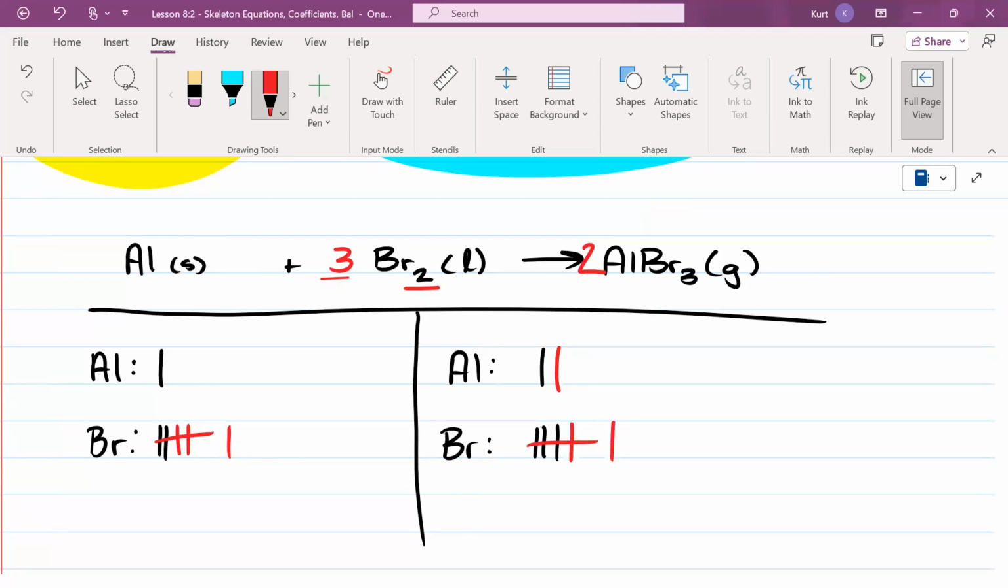Olive, are the bromines balanced? No. We have 6 here, and we have 6 there. Yeah, they are. Are the aluminums balanced? No. Do you have any suggestion on what we should do to make them balanced? We can only go up. We can't go down. We have 2 aluminums here, 1 here. So what coefficient should I put in front of this aluminum to get it to balance the product side? Put a 2.